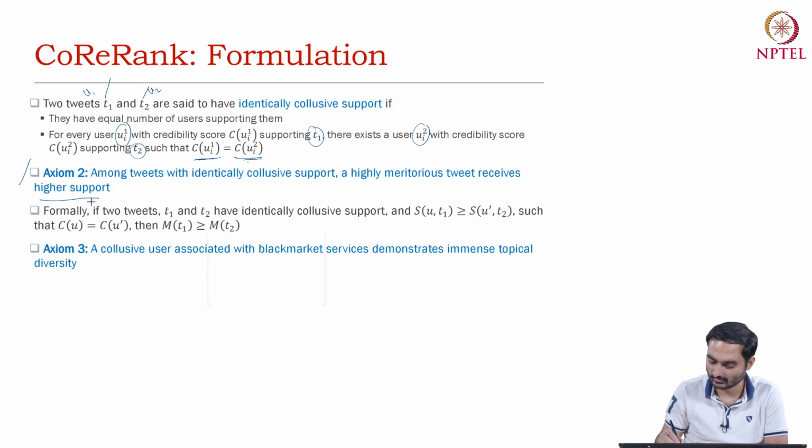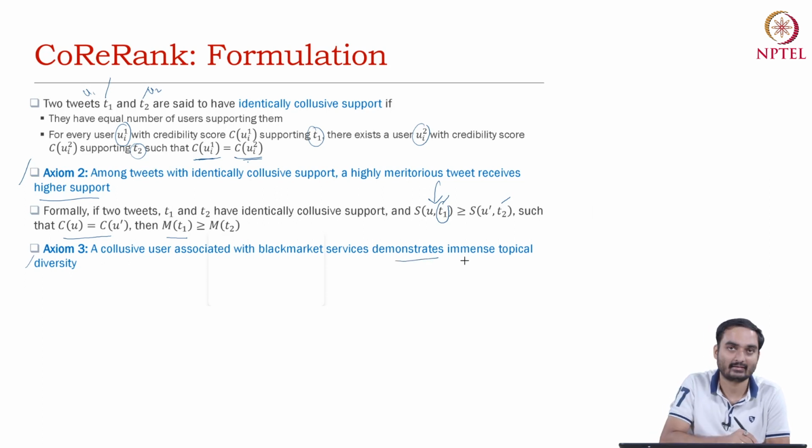You see two tweets T1 and T2, although they are supported by the same credible users, if T1 has more merit than T2, then the support would be higher for T1 than T2. It is very obvious. The third axiom is: a collusive user associated with black market services demonstrates immense topical diversity.